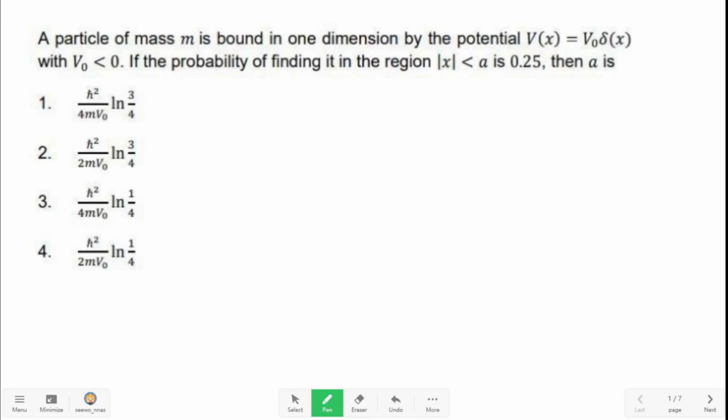Hello students, in this video we will solve a question from CSIR NET December 2024. We have a particle of mass m. It is bound in one dimension by the potential V of x is equal to V naught delta of x, with V naught less than 0, V naught is negative. If the probability of finding it in the region modulus of x less than a is 0.25, then what is the value of a?